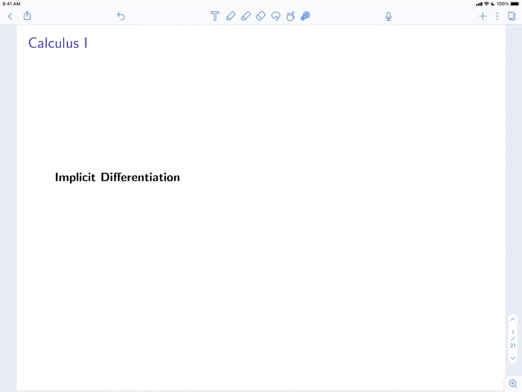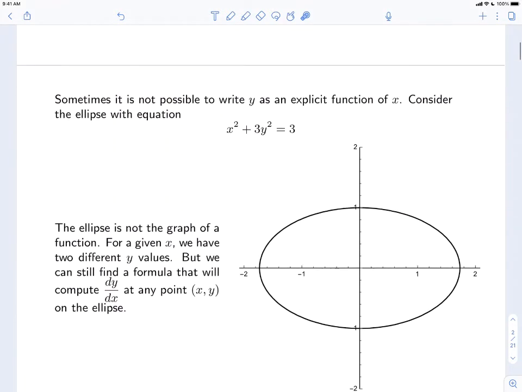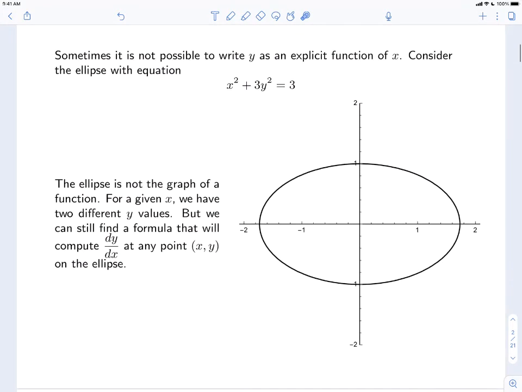In this video, we'll learn a technique called implicit differentiation, which is really just an application of the chain rule. Sometimes it is not possible to write y as an explicit function of x. Consider the ellipse with the equation x squared plus 3y squared equals 3.